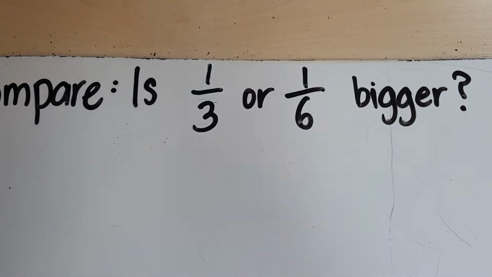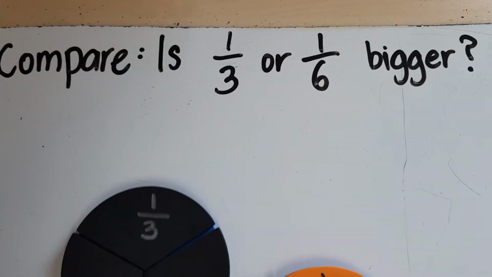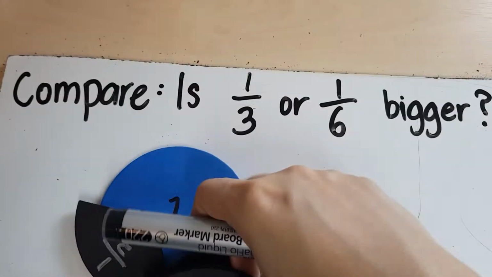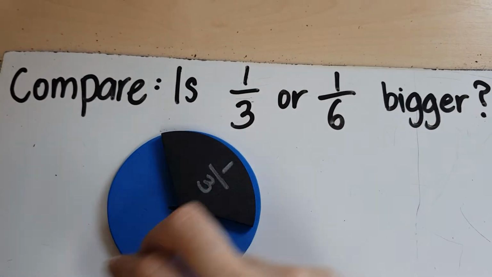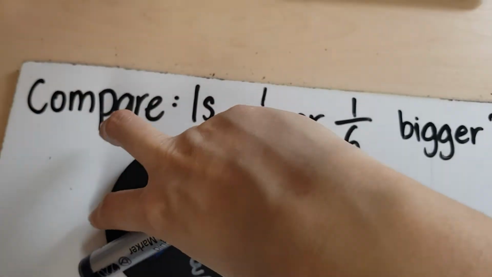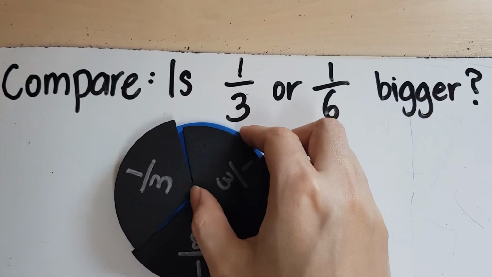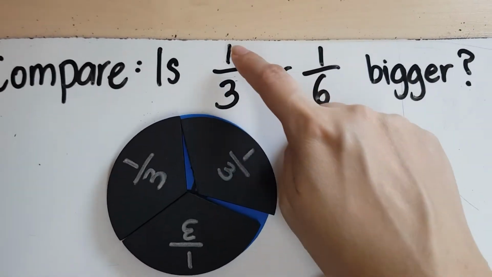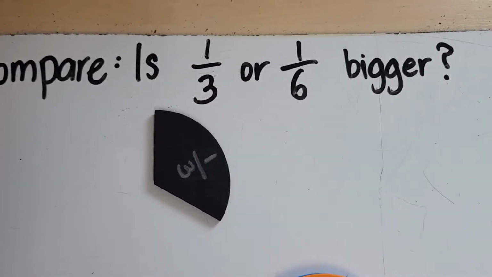Okay, so now let's look at what the denominator means. Our denominator of 3 means that one whole, the blue one whole, is cut into 3 equal parts. I'm just going to overlap it, 3 equal parts. And having 1 on the numerator means that I have one piece. So 1/3 looks like this.